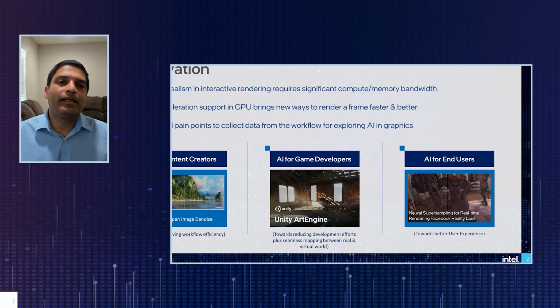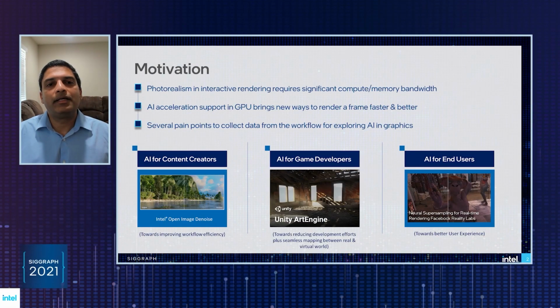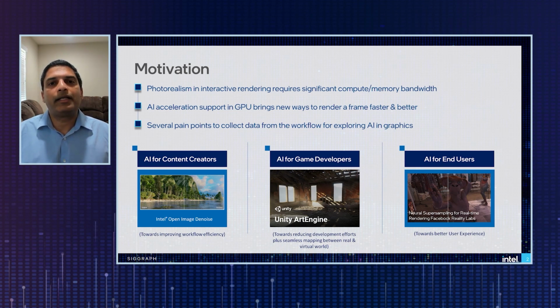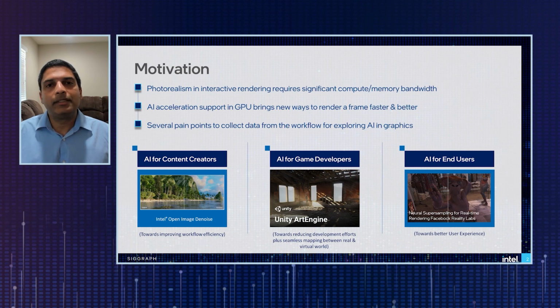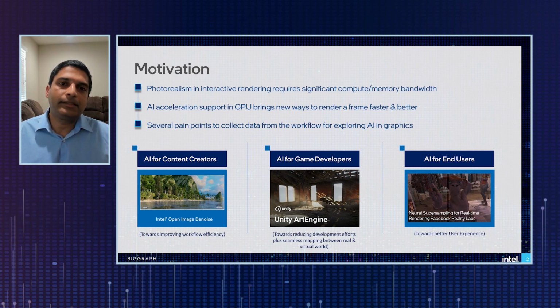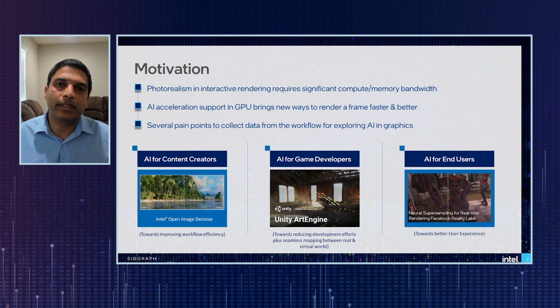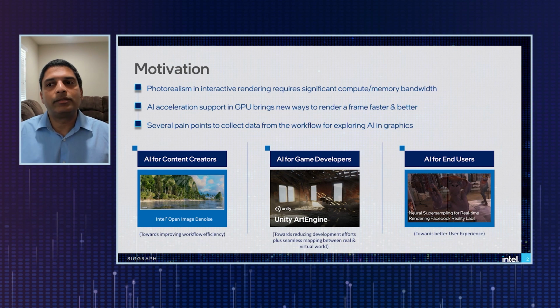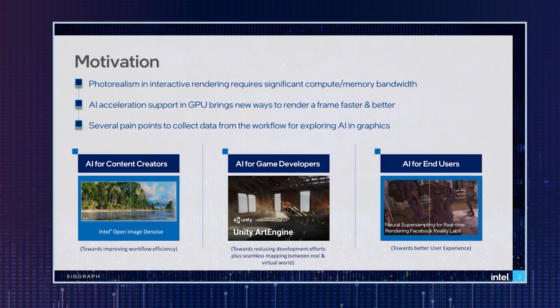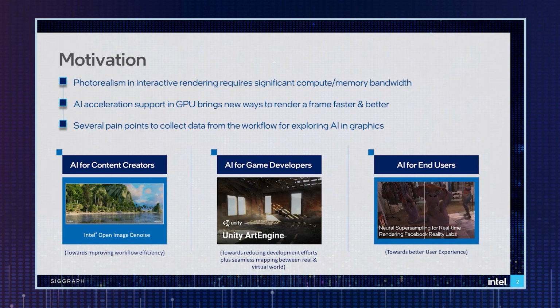Here are some of the primary motivations for this talk. Achieving photorealism in real-time rendering has always been a challenge for decades. It requires significant compute and memory bandwidth. So several approximation techniques have been used to achieve photorealism in real-time rendering, and several hardware and software acceleration techniques have evolved to solve this problem. And more recently, AI acceleration support in GPU is bringing new ways to render a frame faster and better. But still, there are several pain points to collect data, and there are several limitations from the software to collect the data from the GPU.